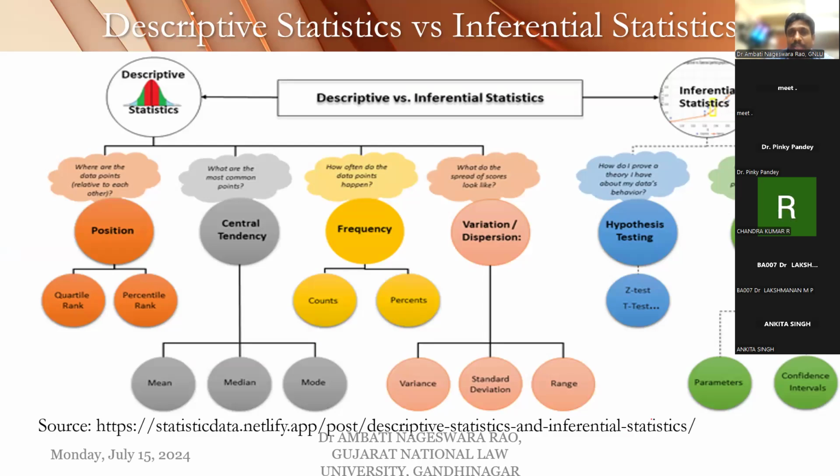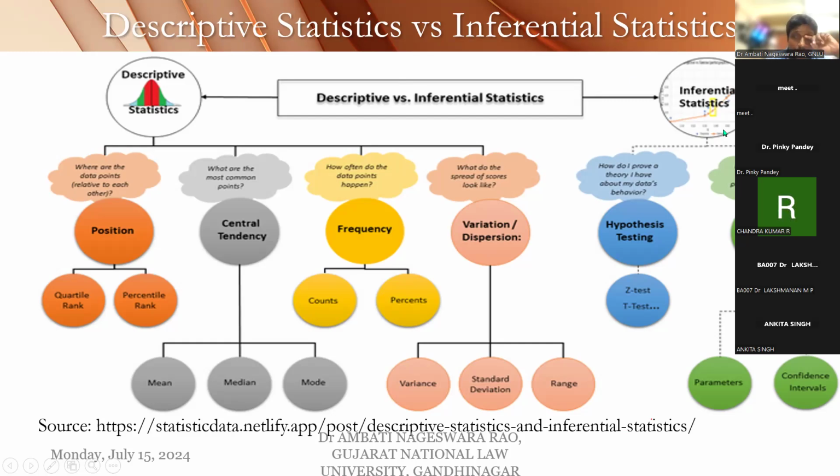So basically, you're not here to generalize your research findings. As a part of descriptive research, you're trying to explain what you observed, what it is. You're not going to generalize your research findings to the rest of the population, right? So we also have quartile rank, percentile rank, counting frequencies, variance, standard deviation, range. They're all part of descriptive statistics.